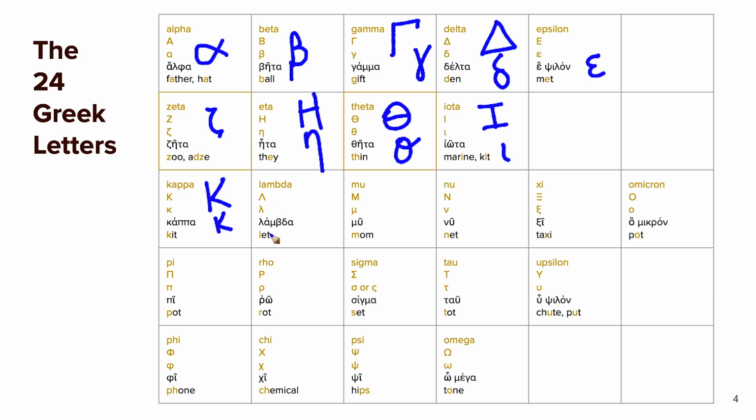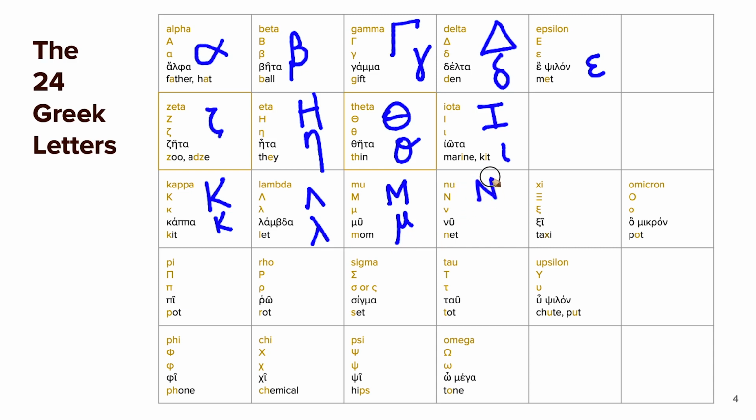Lambda sounds like L in let. Uppercase looks like an upside down V, and lowercase looks kind of like a V, an upside down V with one leg longer. And then we go on to mu, which looks just like M in its uppercase form. In the lowercase form, it looks like a U with a long line at the beginning. That sounds like M in mom.